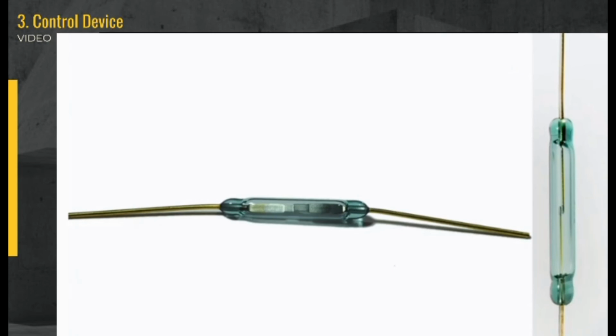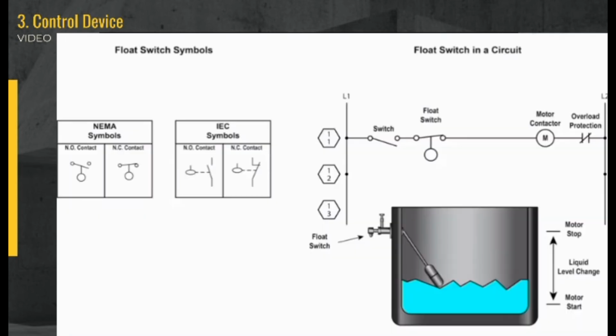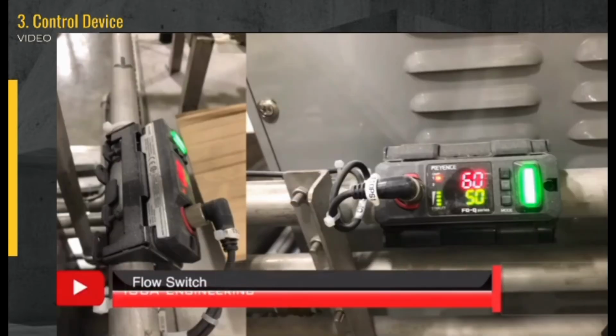When the magnet moves away, the contacts demagnetize and de-energize the circuit. In the circuit, whenever the float switch reaches a preset low level, the float switch contacts close and activate the motor. The flow switch is the last device being covered.